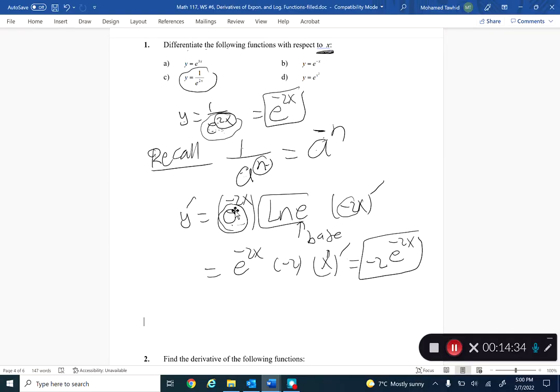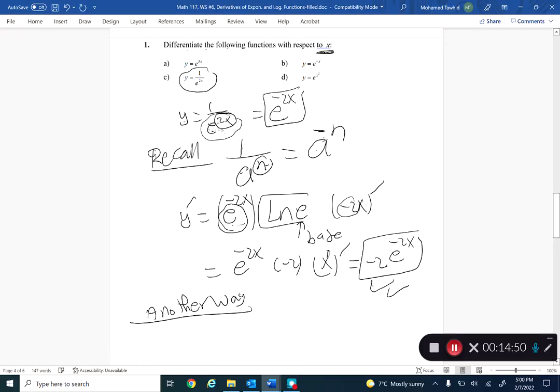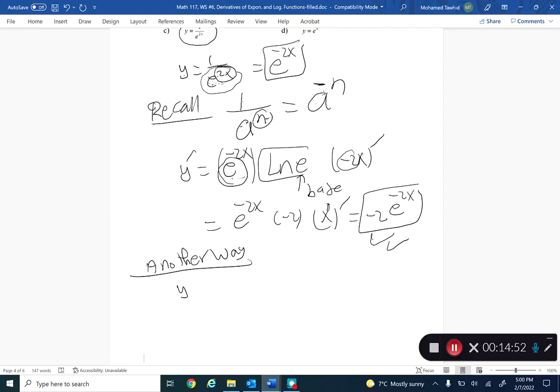You can apply the quotient rule. You will get the same. You get the same one here. So here is another way where you can apply the quotient rule and see what you get. Do you get the same or something different? So your y equals 1 over e to the power 2x.